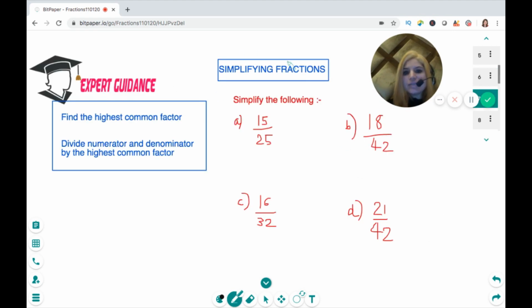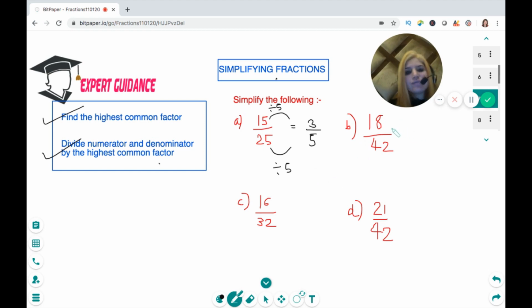Now let's move on to simplifying fractions. In order to simplify a fraction, you have to find the highest common factor and divide the numerator and denominator by the highest common factor. Now it is 15 over 25. What is the factor which divides both 15 and 25? It means in which times table you get both 15 and 25. The first thing that comes to my mind is 5. So I'll divide 15 by 5. That gives me 3. 25 by 5 gives me 5. So that's a simplified fraction.